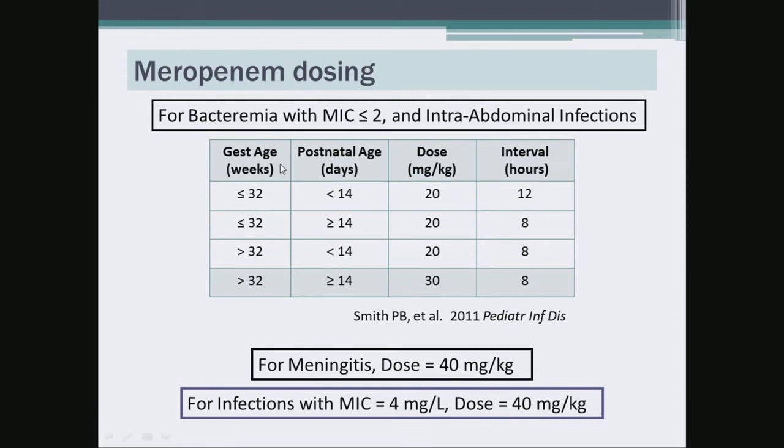These are the best recommendations that we can find now. These are from Brian Smith from 2011. So for these gestational age breaks and postnatal age breaks, so greater and less than 32 weeks, greater and less than 14 days of age, they use these doses. Based on the information I just showed you, for meningitis, the dose should be increased from 20 to 30 milligrams per kilogram to 40 milligrams per kilogram. Or if your MIC for your organism, especially for Pseudomonas, is 4 milligrams per liter, the dose should also be increased to 40 milligrams per kilogram.